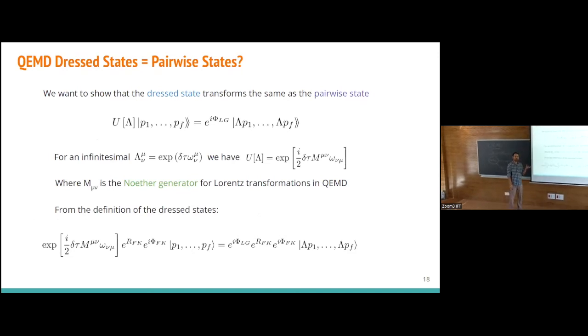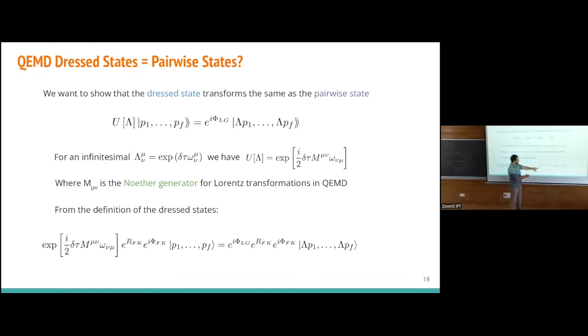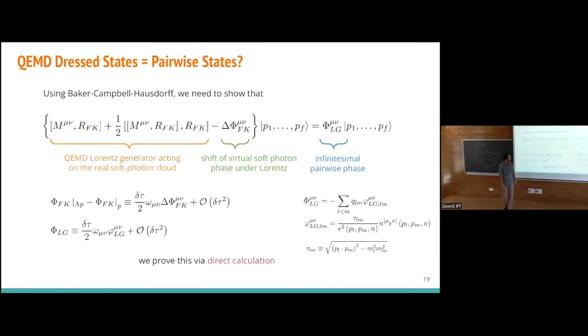This is a theory-specific operator, right? Different actions have different Lorentz generators, Noether generators for Lorentz transformations associated with them. This is specifically the Noether generator in QEMD, so just a bunch of fields in their creation and annihilation operators. And we want to show that when we act with this on the Dressed states, with this real photon and virtual photon factor, we get exactly this extra pairwise phase.